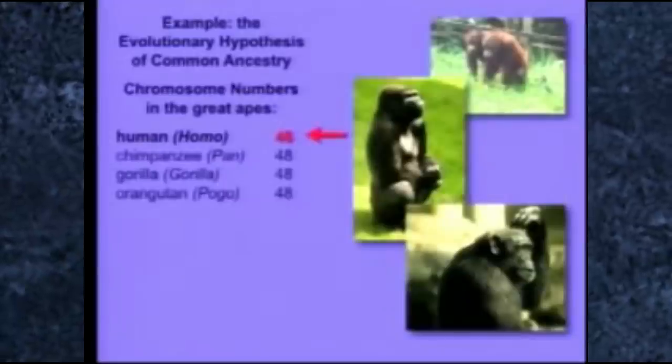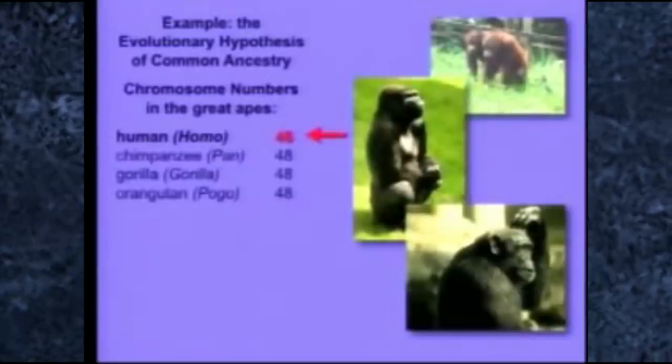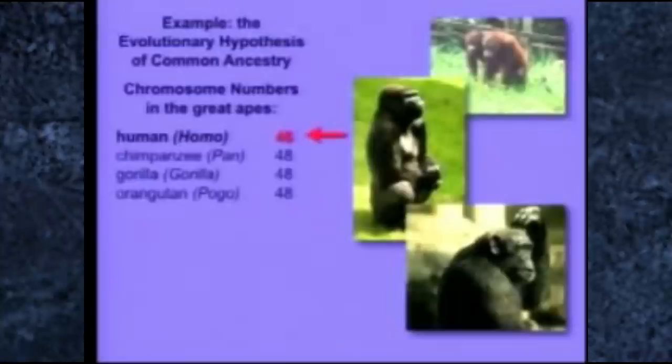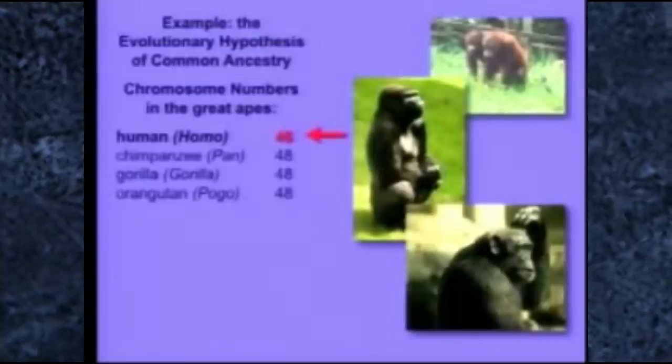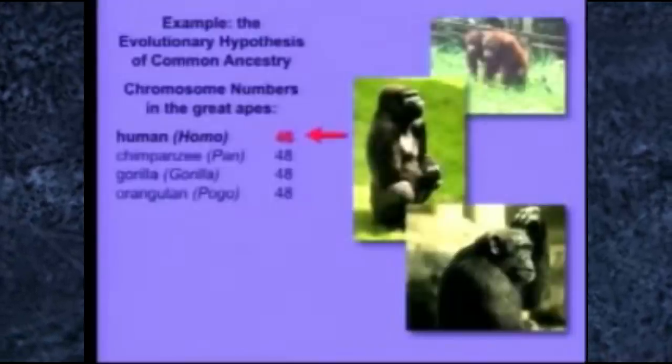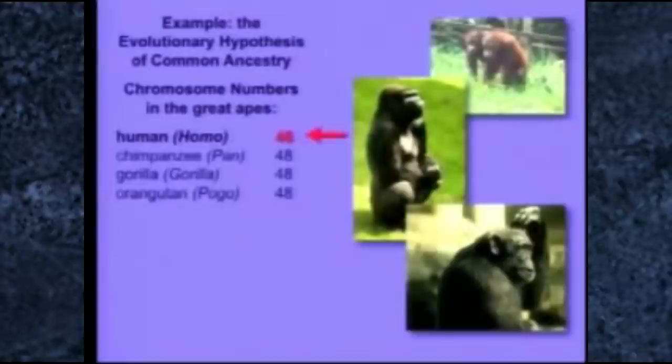But there's something really interesting that has the potential, if it were true, to contradict evolutionary common ancestry. And that is, we have 2 fewer chromosomes than the other great apes. We have 46, they all have 48. That's very interesting. Now, what does that actually mean?